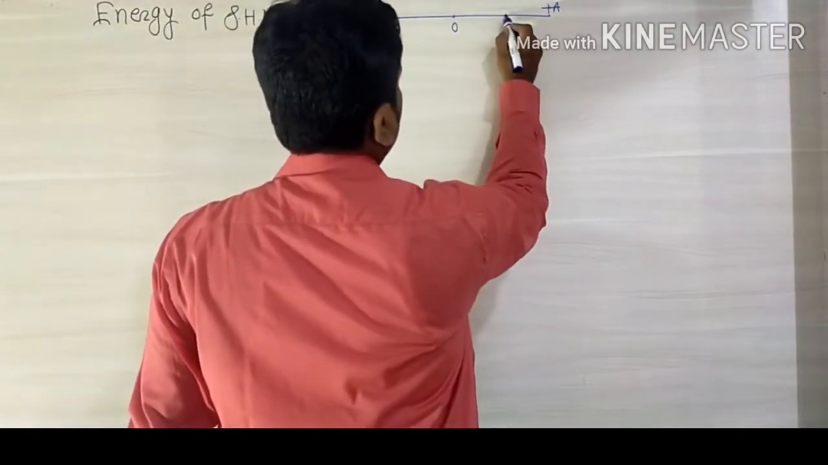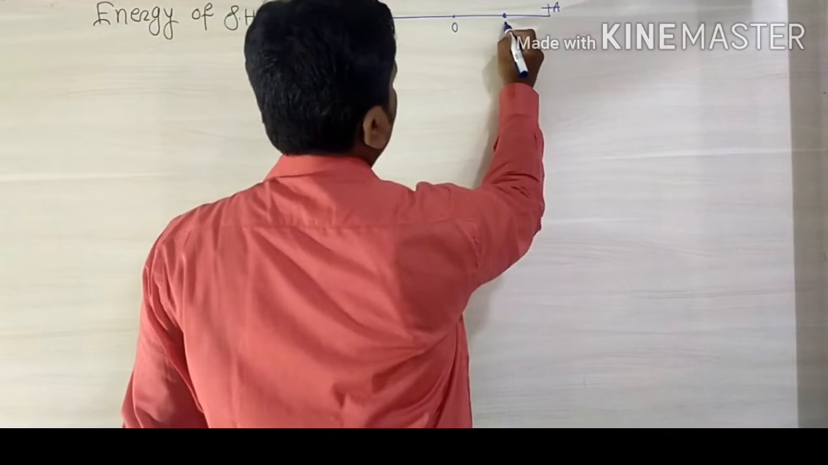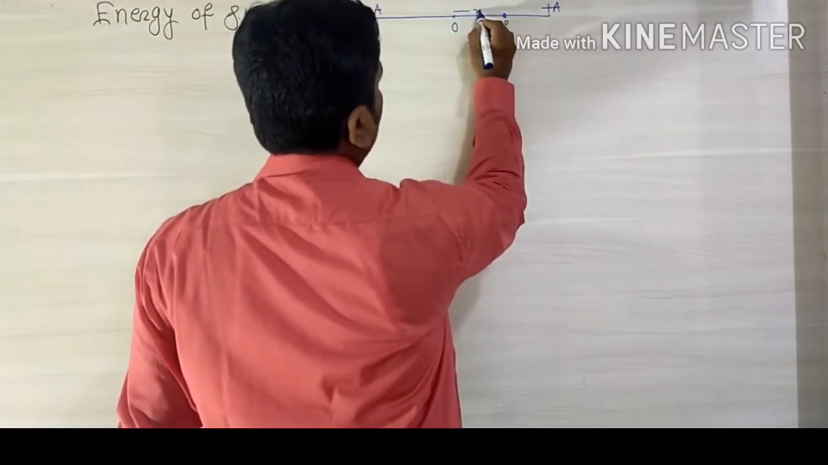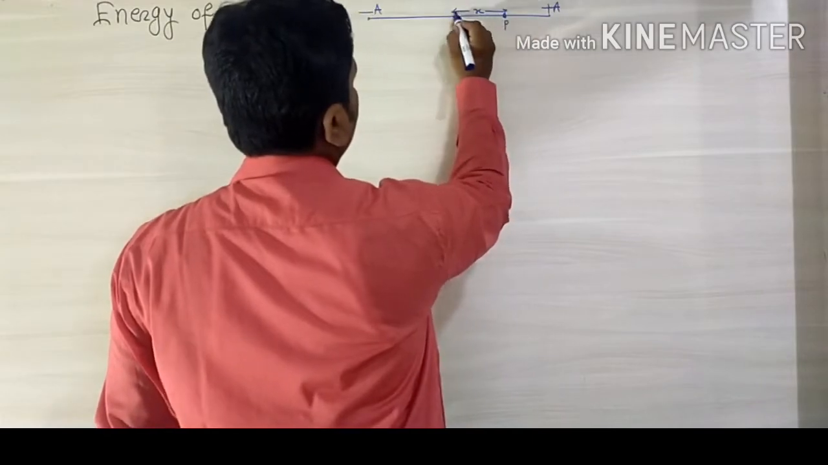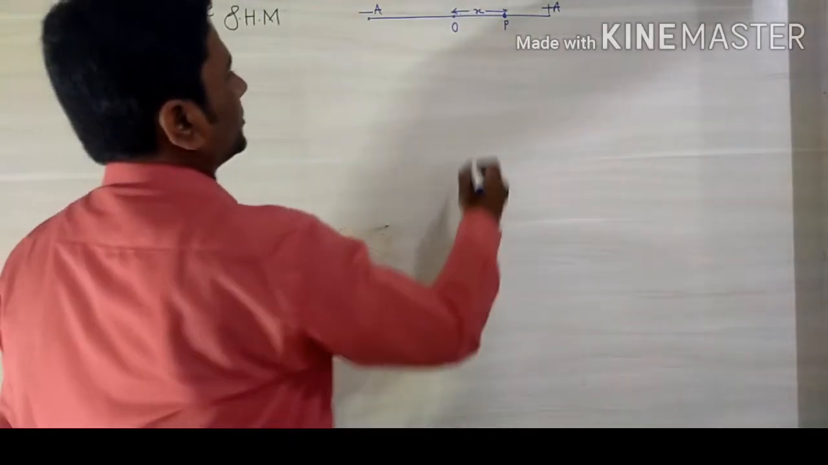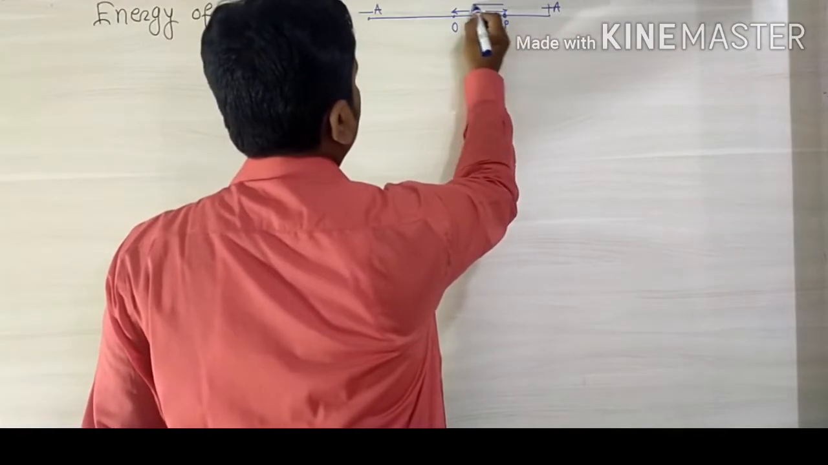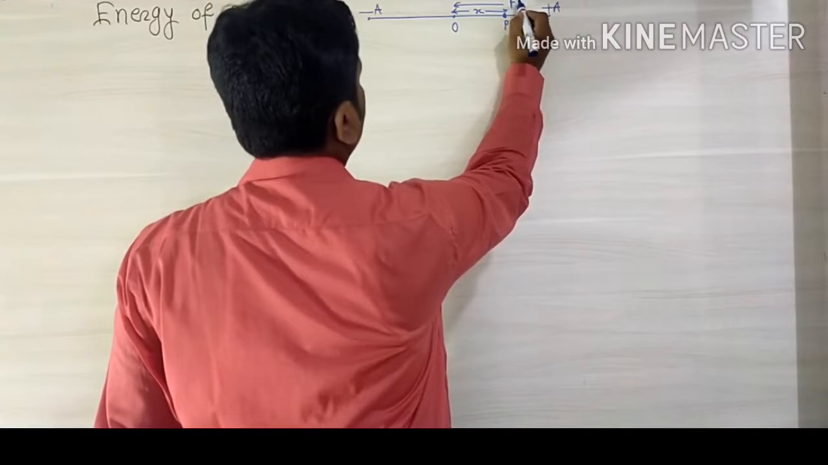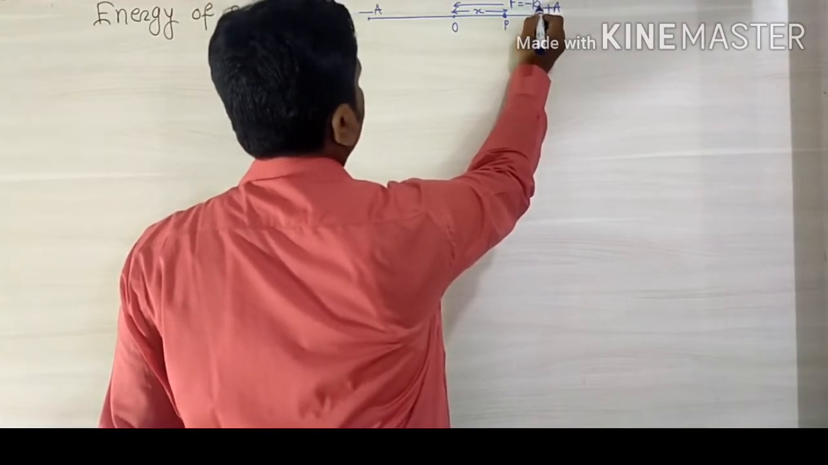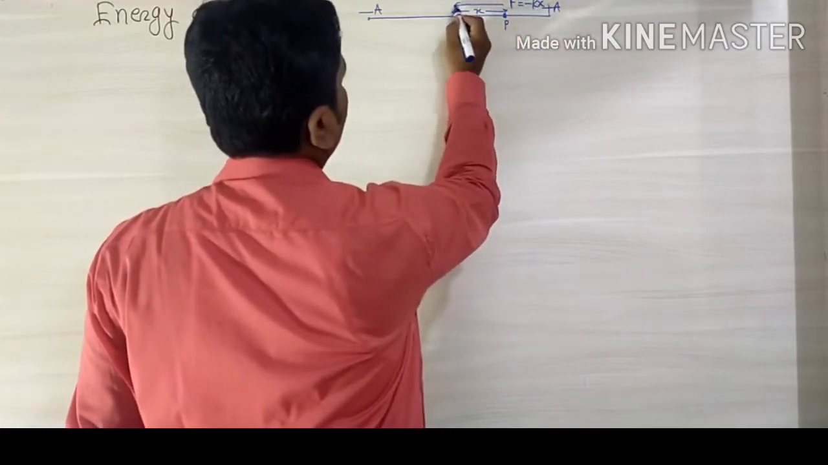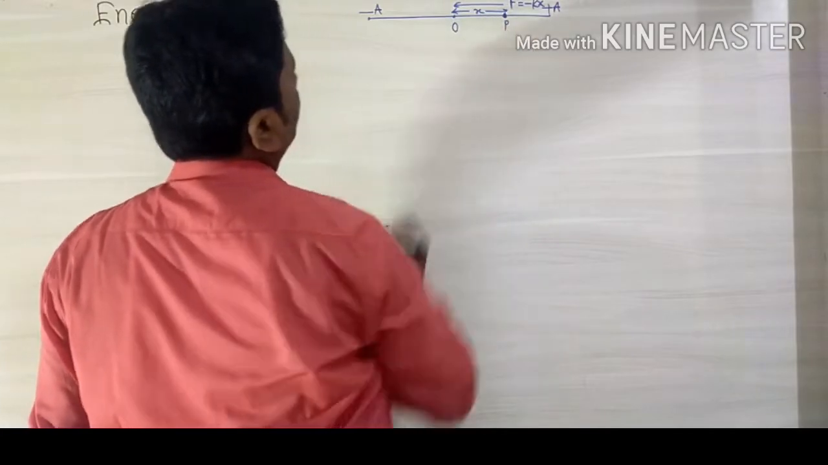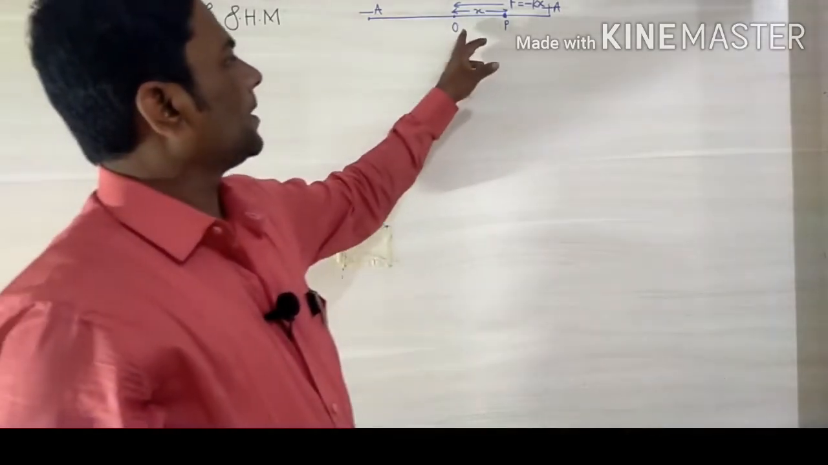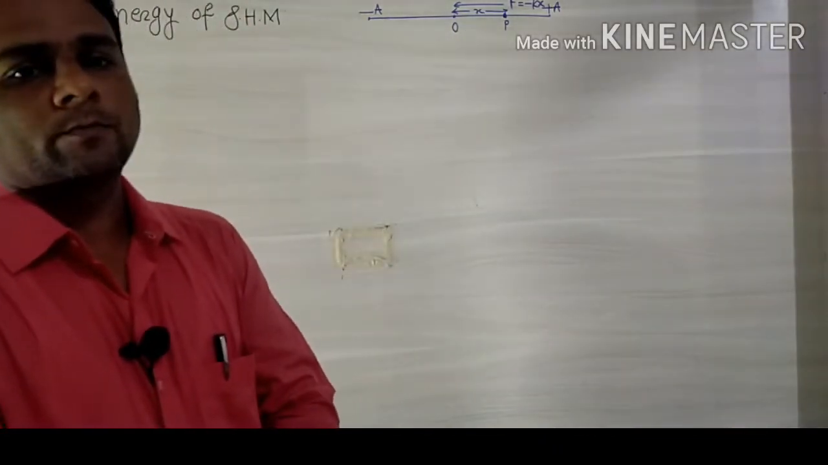Suppose a particle which has a mass m is situated at a distance x from the mean position. Then the restoring force acting toward the mean position, we know that the restoring force F is equal to minus kx. It is acting toward the mean position, opposite to the displacement. So now we are finding the energy of simple harmonic motion.